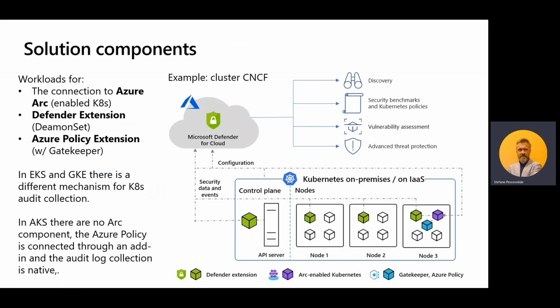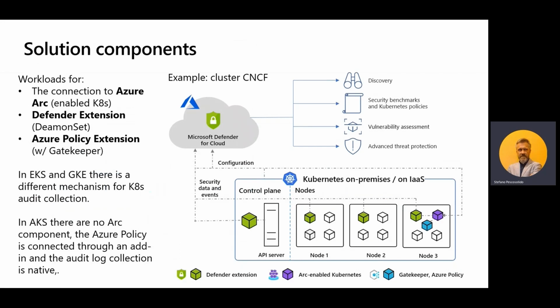Basically, we have the workloads for having the cluster mapped in Azure Arc, so visible in the Azure Arc control plane in Azure. The workloads that protect the different nodes and the running workloads on the clusters are realized as a daemon set, so they are automatically deployed on each node of the Kubernetes cluster. Another workload is the one which realizes the Azure Policy extension, so the capability to connect Azure Policy with Gatekeeper on the Kubernetes clusters.